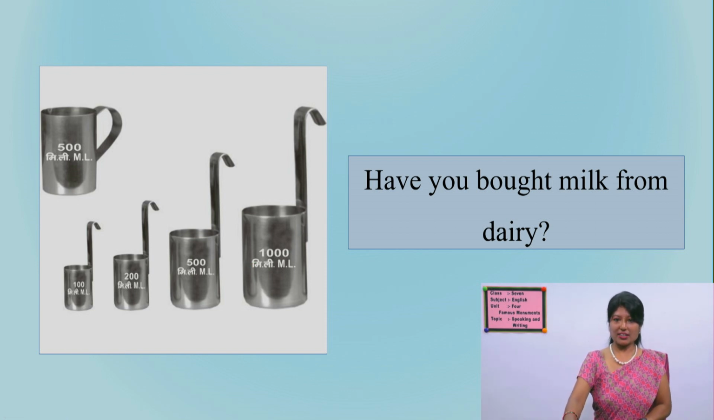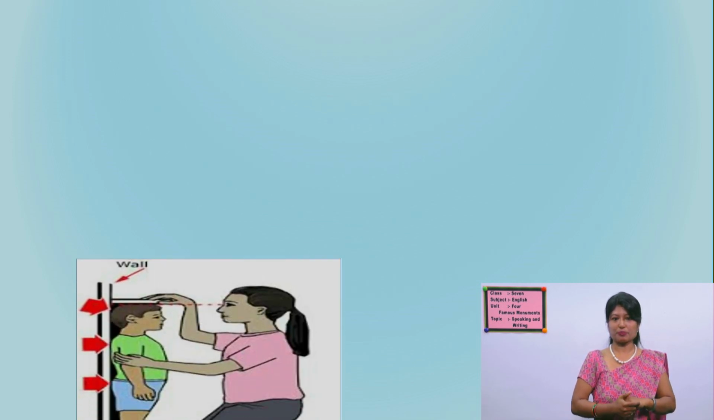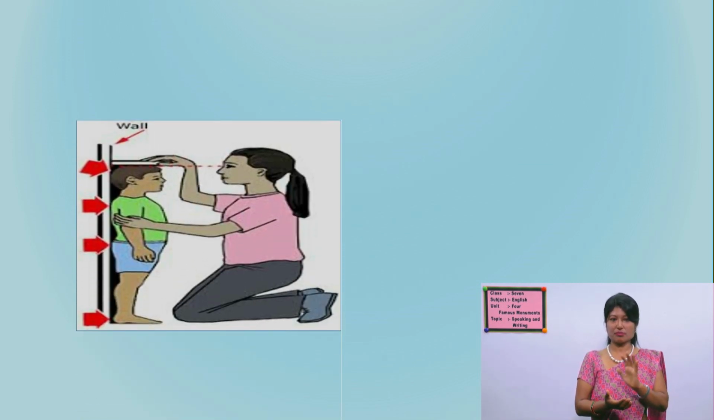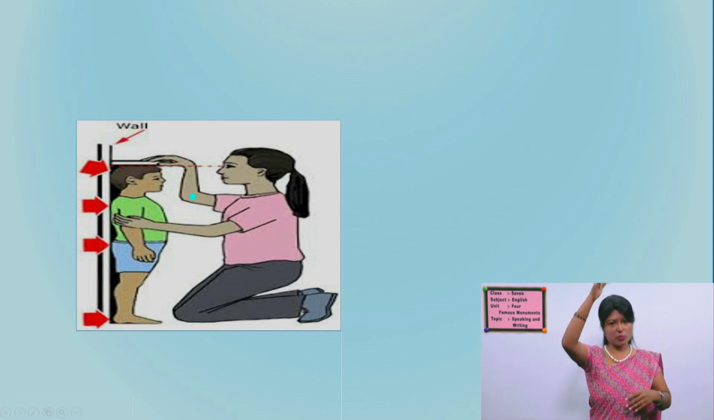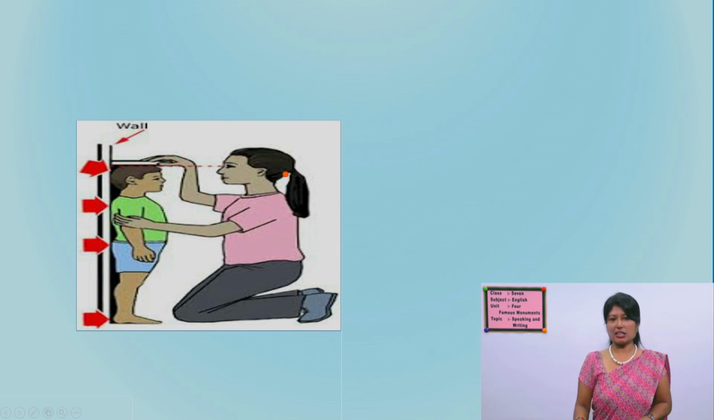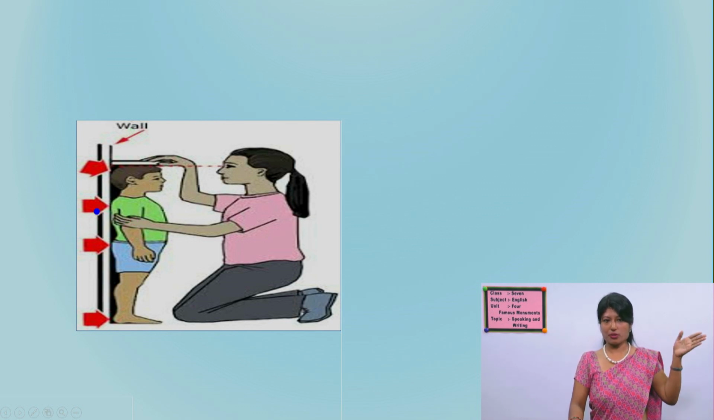Okay, now let's move to the next. See here, what is it? What is she doing? Look at the picture very carefully. Have you observed properly? What is she doing? Is she keeping something on the head of the boy? We can see a lady and a boy, and here is a small arrow. What does that arrow mean? It is showing a wall. Okay, the small boy is standing against the wall.